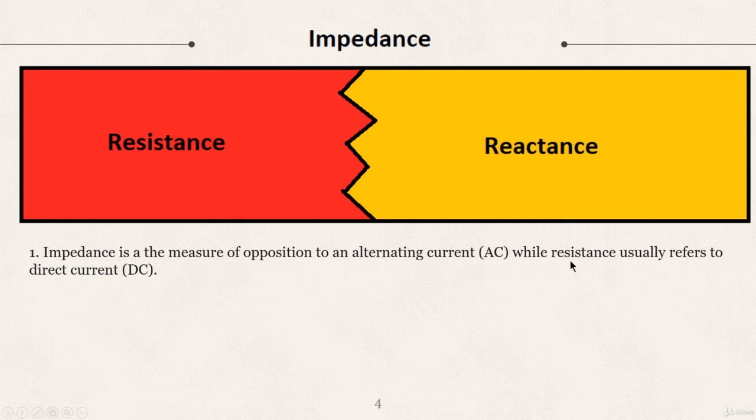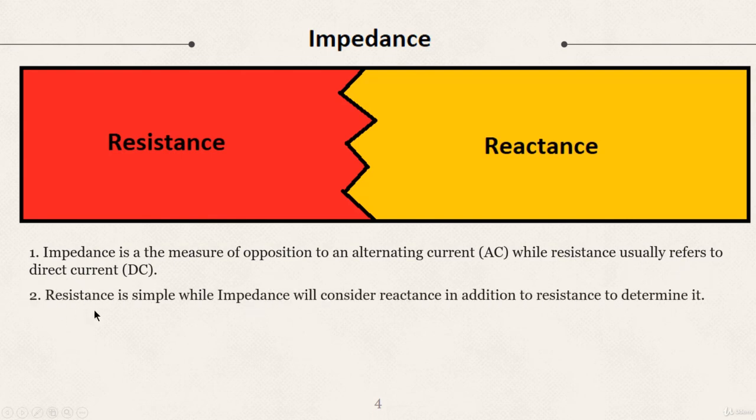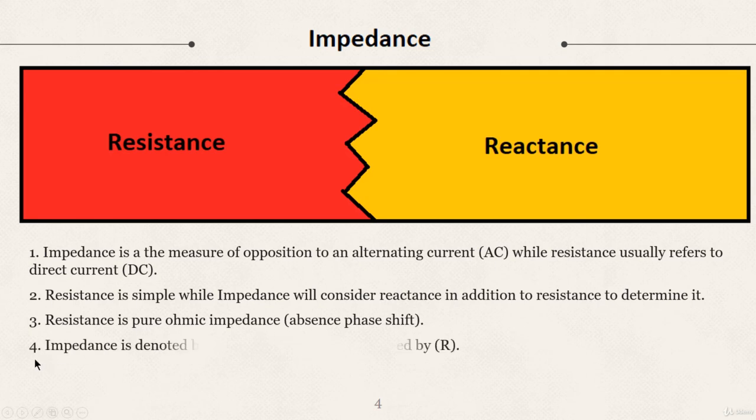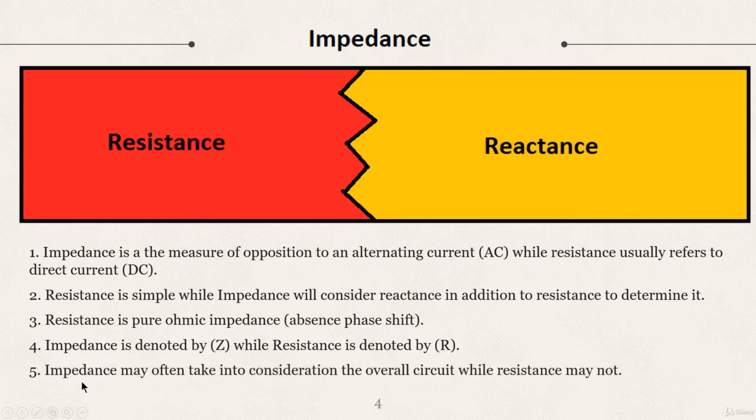Now, as a summary, we have learned that impedance is the measure of opposition to an alternating current, while resistance usually refers to direct current. Resistance is simple, while impedance will consider reactance in addition to resistance to determine it. Resistance is pure ohmic impedance, and the impedance is denoted by Z, while resistance is denoted by R. And last but not least, impedance may often take into consideration the overall circuit, while resistance may not.